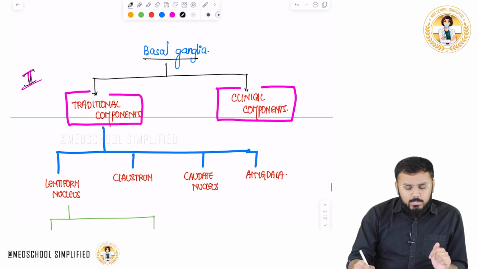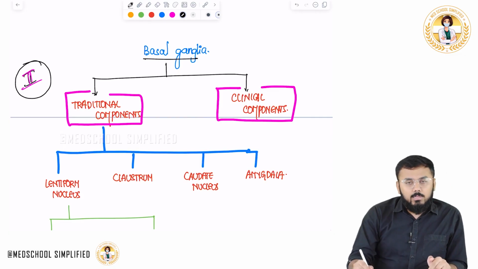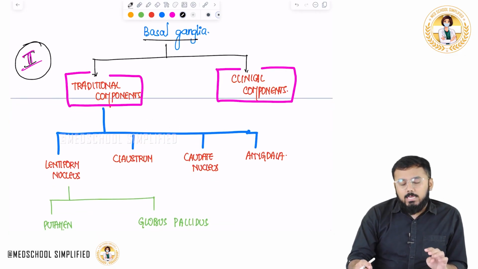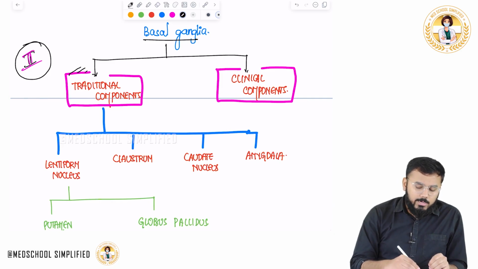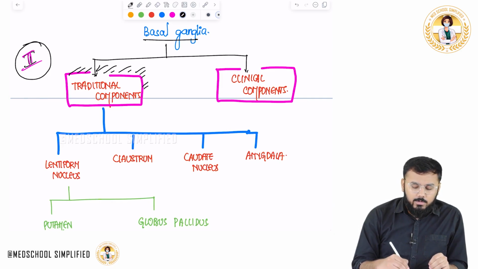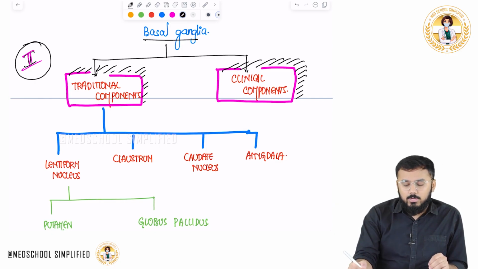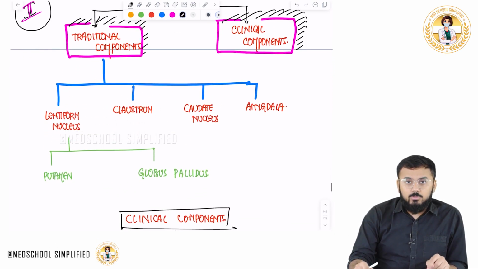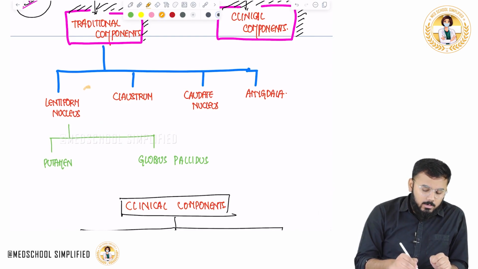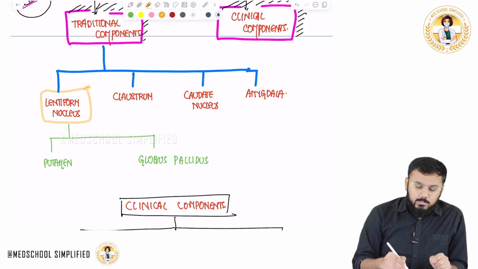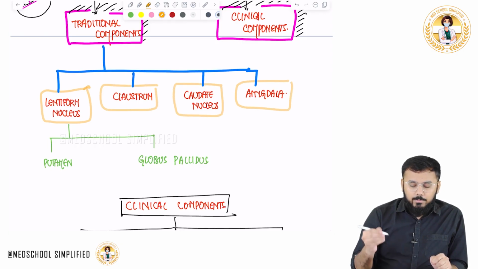Now, this is second classification. What is the second classification? Second classification is basal ganglia is divided into two components. So one component is called your traditional component. Another component is called over here your clinical component. So there are two components. One is called traditional, another one is called clinical. Within the traditional component, you have got the lentiform nucleus, claustrum, caudate nucleus, and the last one is amygdala.